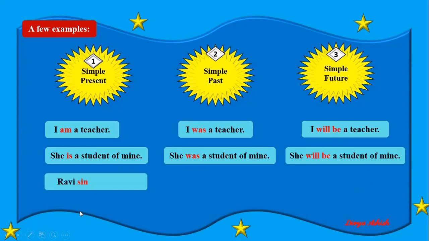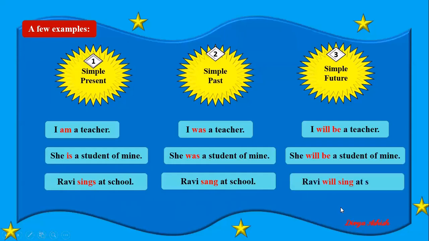The next example is Ravi sings at school. The past tense of the verb sings is sang. So we can rewrite the sentence as Ravi sang at school. Now in the simple future tense, we can rewrite the sentence Ravi will sing at school.